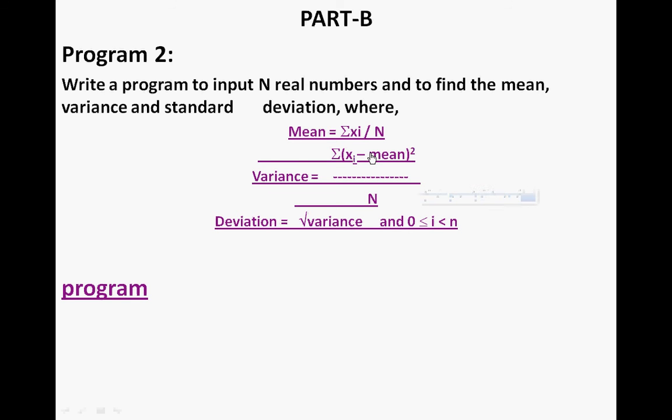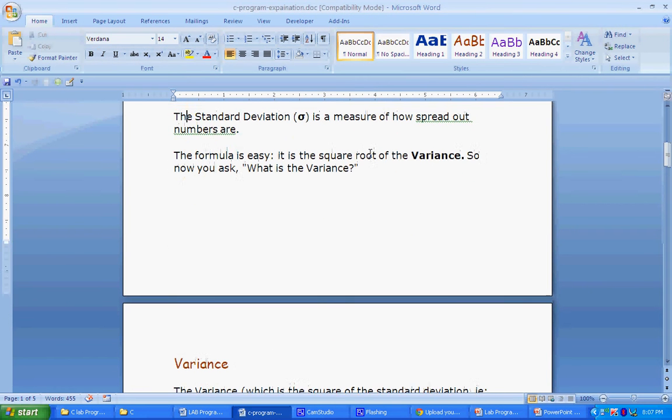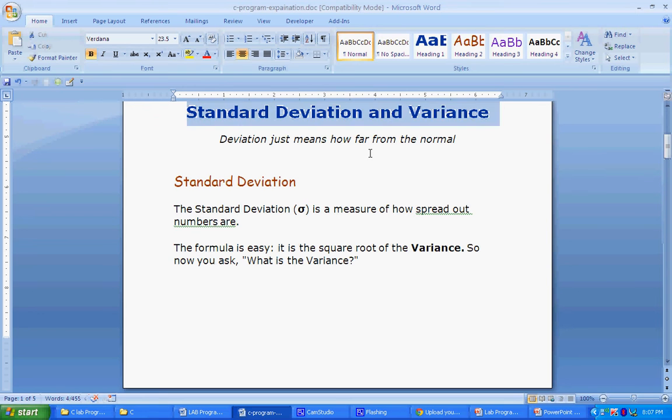Let us understand deviation in a detailed manner. Standard deviation and variance. Deviation basically means how far from the normal. First I am going to give you certain definitions with respect to all these things, then we are going to understand it with the help of an example.